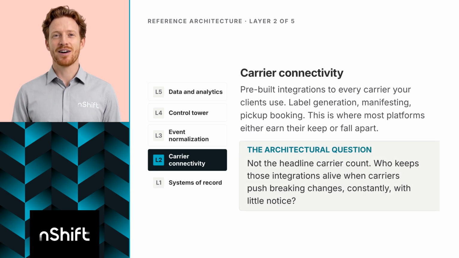Layer 2 is carrier connectivity. This is where most platforms either earn their keep or fall apart. Pre-built integrations to every carrier your clients use, label generation, manifesting, pickup booking. Pre-integrated carrier counts get the marketing attention. But the harder question is, who keeps those integrations alive when carriers push breaking changes, which they do constantly, often with minimal notice?